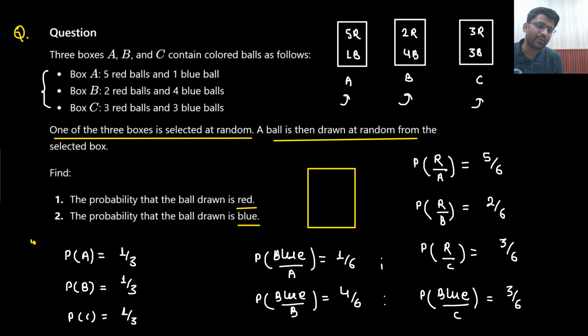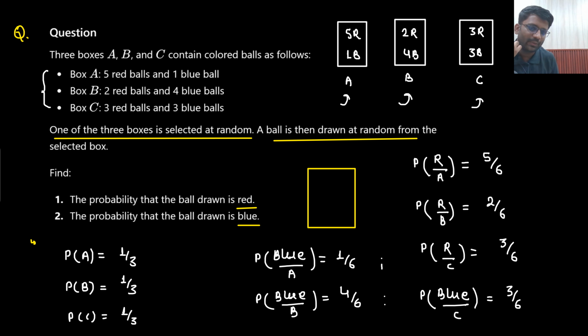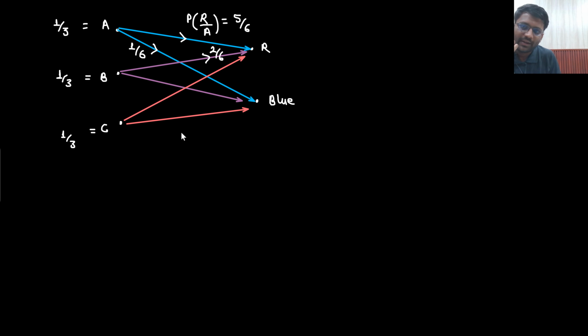So all these probabilities we also know. Although in one diagram it would look very clumsy, we are writing it down as of now, but we will break it up. So probability of selecting a blue ball given that box A was selected, that is 1 by 6. The next is probability of selecting a red ball given that box B was selected, that is 2 by 6. And probability of selecting a blue ball given that box B was selected, that is 4 by 6. Probability of selecting a red ball given that box C was selected, that is 3 by 6, and this probability is also 3 by 6.